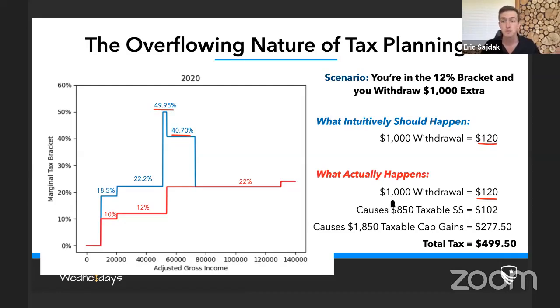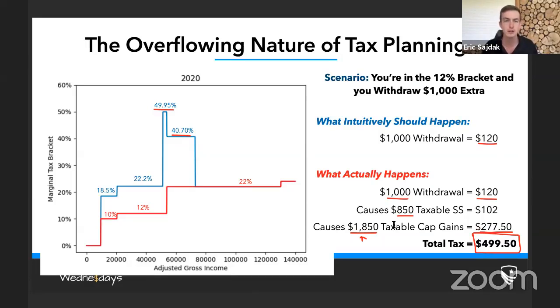Okay, but then remember, this $1,000 plus $850 raises your taxable income. So it's going to move $1,850 of your long-term capital gains now into being taxable. So we have to add another $277.50, which would be this taxed at 15%. We have to add that into the equation as well. And so it creates a situation where that $1,000 withdrawal, you're losing $499.50 to taxes.